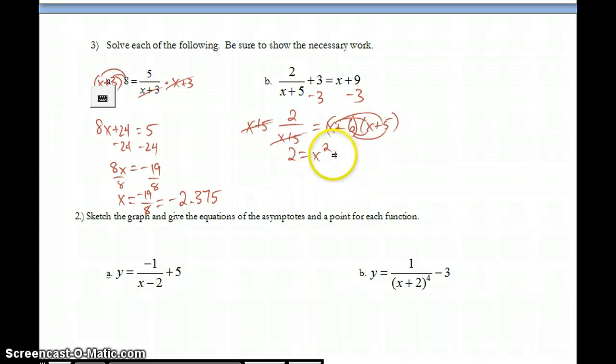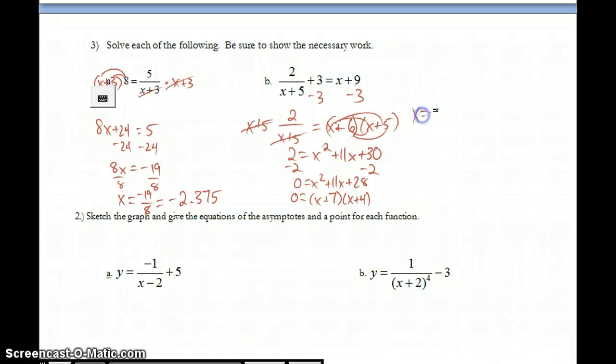6x and 5x make 11x. And 6 times 5 is 30. Subtract 2. We have 0 equals x squared plus 11x plus 28. This is a quadratic. We could use the quadratic formula, but this one will factor nicely. x plus, 28 is 7 times 4, and 7 and 4 add up to 11. So we get that x is negative 7, x is negative 4.